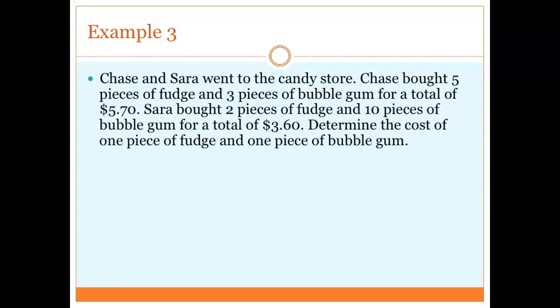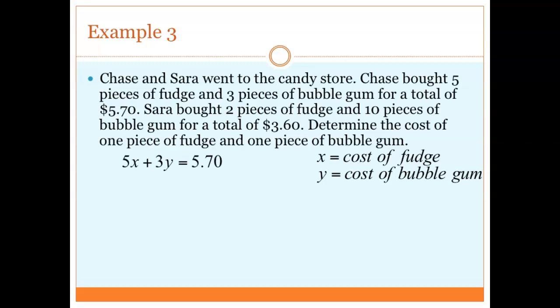Okay, so let's start by assigning x and y. So I will say x is the cost of a piece of fudge and y is the cost of a piece of bubblegum. Now we're told that Chase bought 5 pieces of fudge and 3 pieces of bubblegum, and that came out to be $5.70. So 5x plus 3y equals 5.70. Next, we have that Sarah bought 2 pieces of fudge and 10 pieces of bubblegum for a total of 3.60. So this is 2x plus 10y equals 3.60.